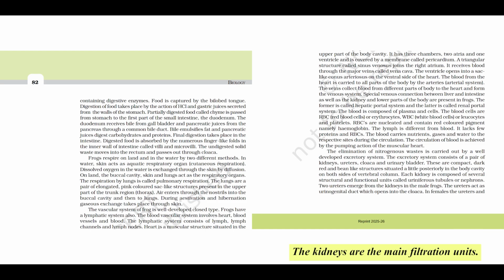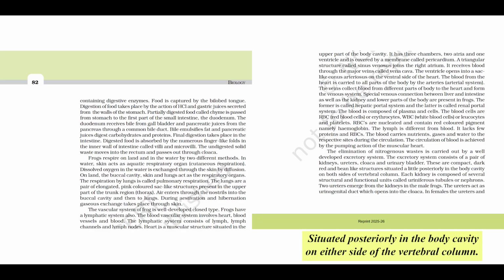The kidneys are the main filtration units. They are compact, dark red, bean-like structures, situated posteriorly in the body cavity on either side of the vertebral column. Each kidney is composed of several thousands of microscopic structural and functional units called uriniferous tubules or nephrons. These do the actual filtering.